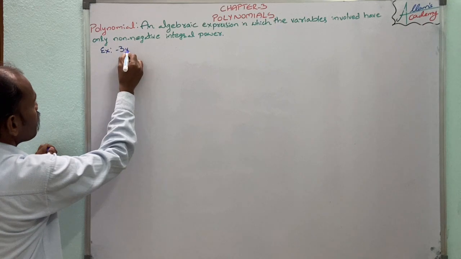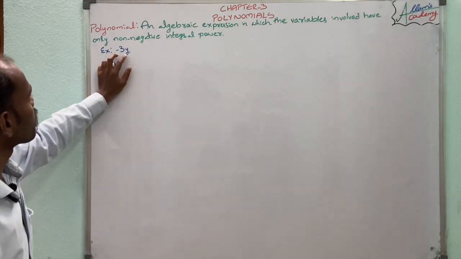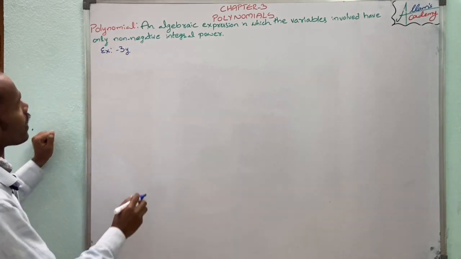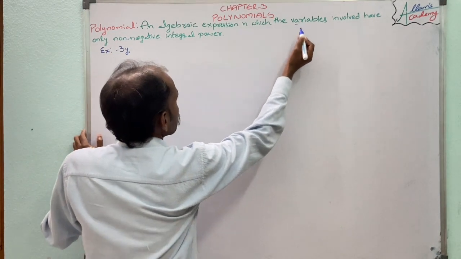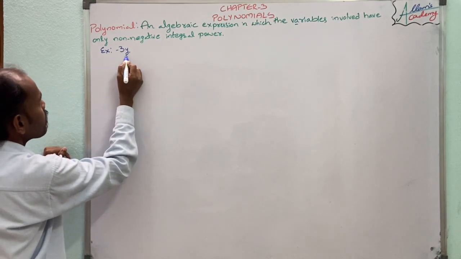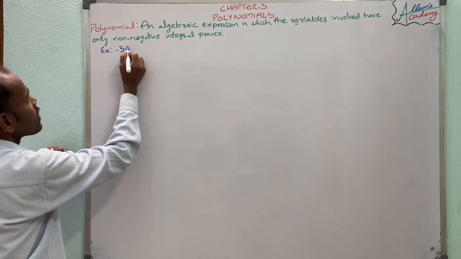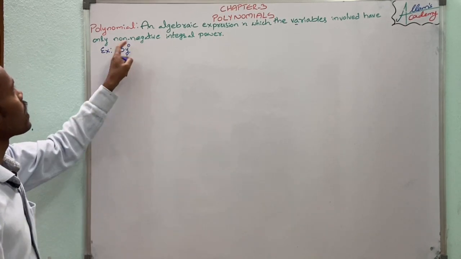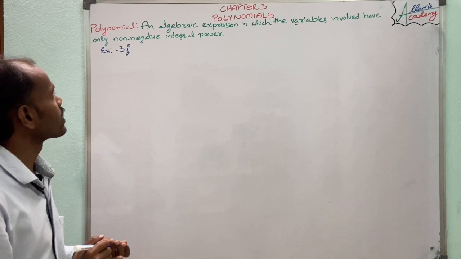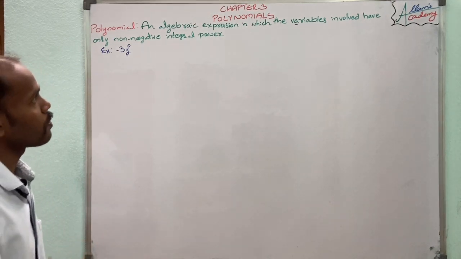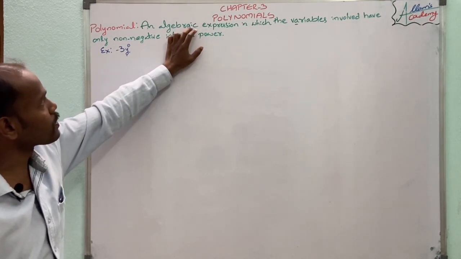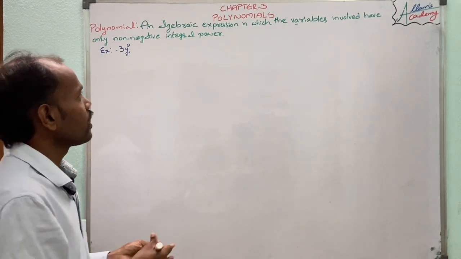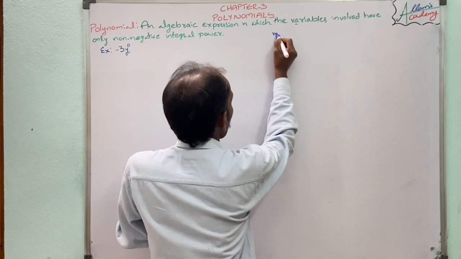Minus 3y. Now here observe, it is an algebraic expression and the variable is y. Y has a power, and where nothing is written it means 1. 1 is a positive integer, so it is an algebraic expression. This algebraic expression is formed by using variables and constants.